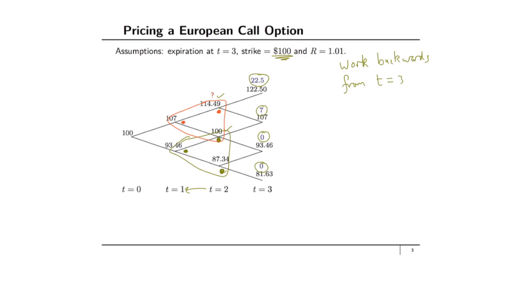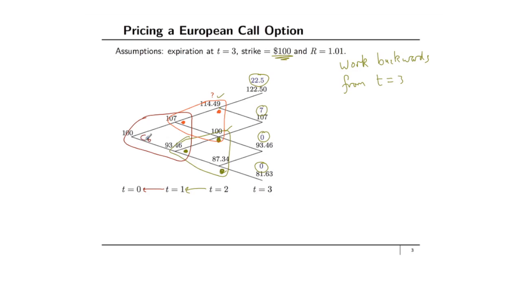Finally, we can go from t equals 1 to t equals 0. And again, we want to compute the value of a derivative security with a payoff of this quantity at this node and this quantity at this node. We can compute the fair value of this, again using the risk-neutral probabilities, which we would call C0. So that's all you have to do.